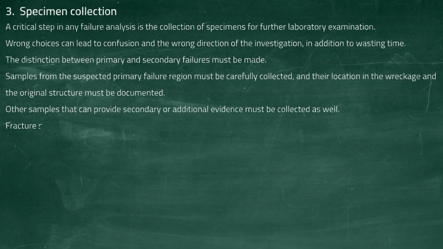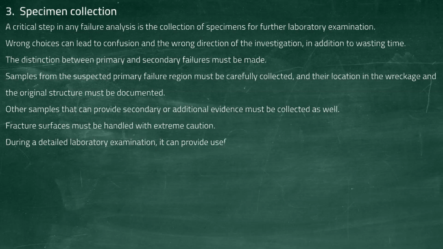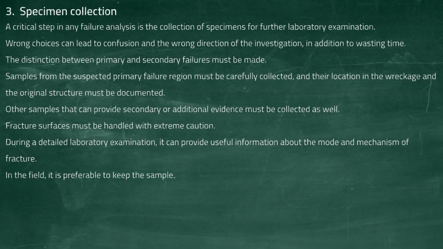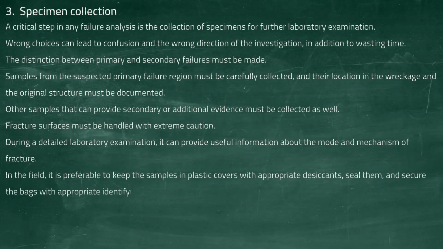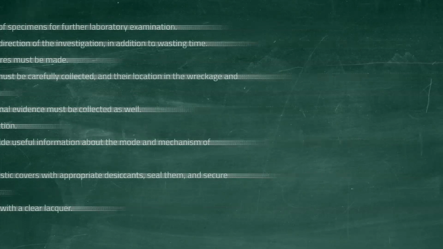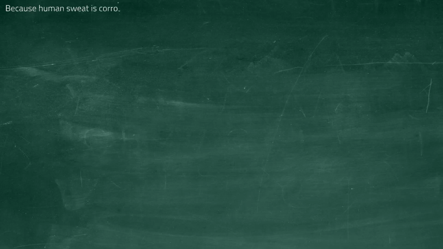Fracture surfaces must be handled with extreme caution. During a detailed laboratory examination, they can provide useful information about the mode and mechanism of fracture. In the field, it is preferable to keep the samples in plastic covers with appropriate desiccants, seal them, and secure the bags with appropriate identifying tags. Before sealing, the fracture surfaces can be sprayed with a clear lacquer. Because human sweat is corrosive, it is best to avoid touching the fracture surfaces.